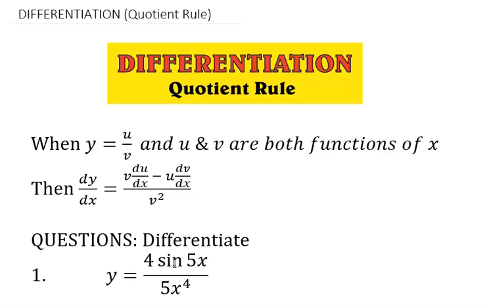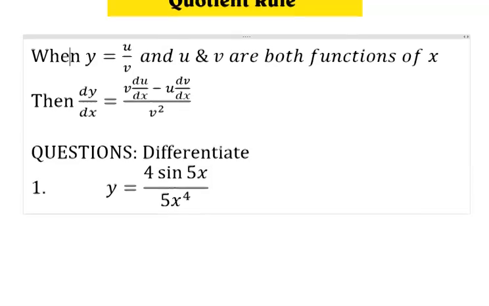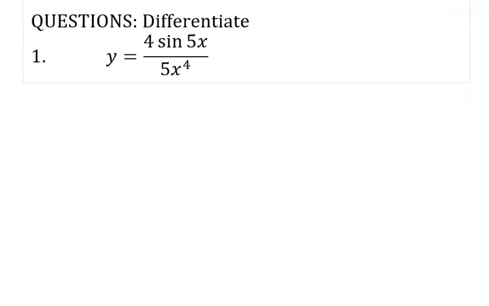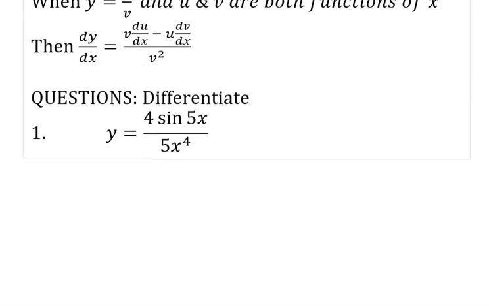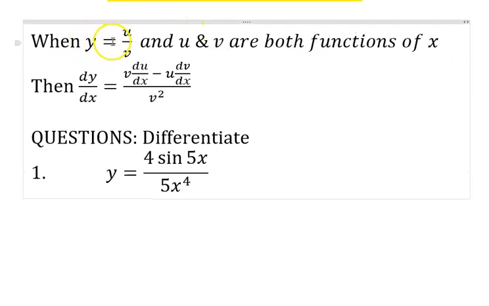So we have a question here. Let's dive straight into solving the question. The question says we should differentiate y equals 4 sine 5x all over 5x raised to power 4. It is very simple. Don't forget, in our earlier explanation, whenever you have y equals u over v, that's what we have here. All that you have up here, you represent with u, and all that you have down here, you represent with v. Then you iron out your issue.